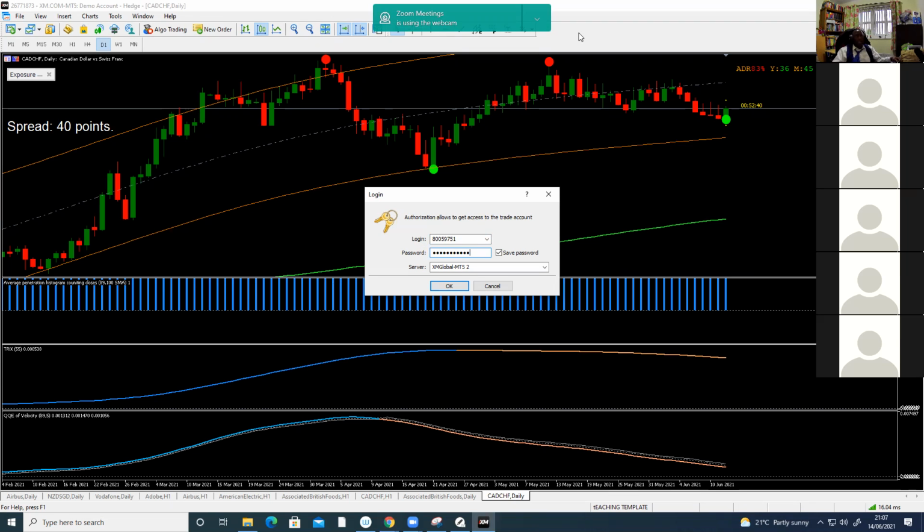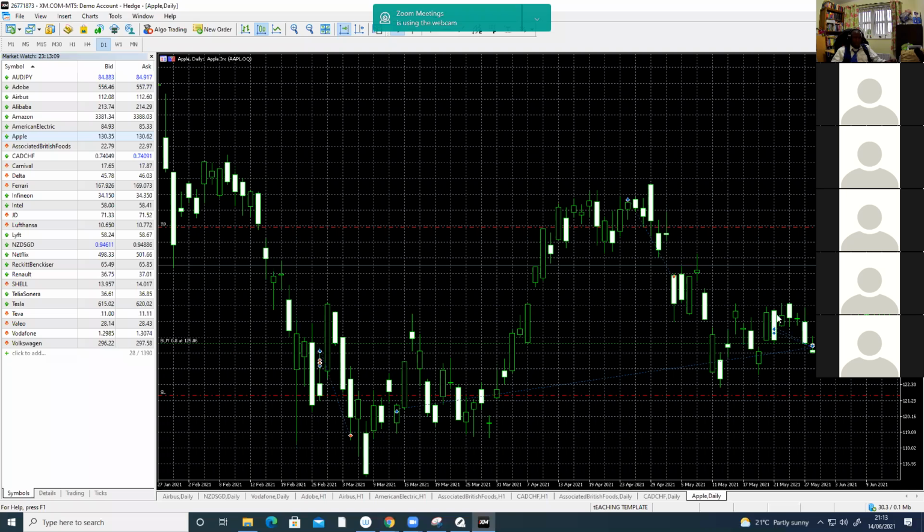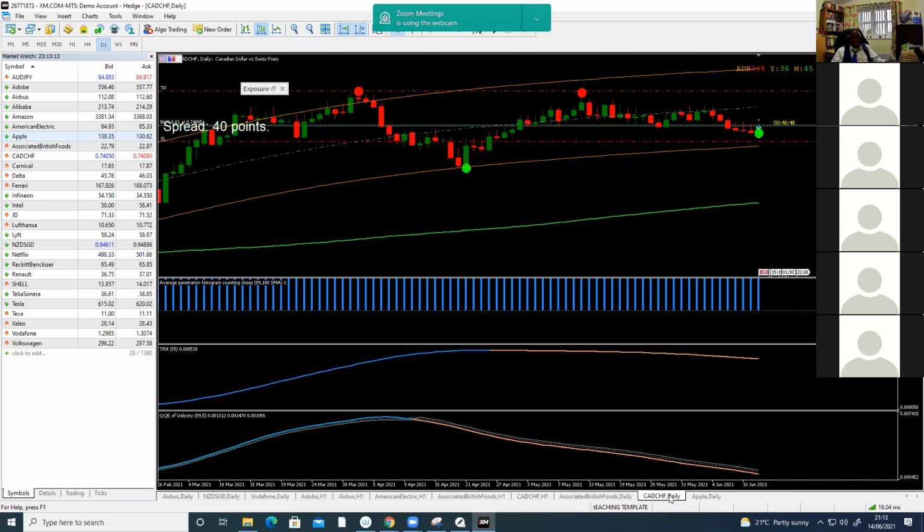If we don't have the correct server, guys, we'll have to do it again. Let me just cancel this one. So this is how you would close a trade if you want to close it.